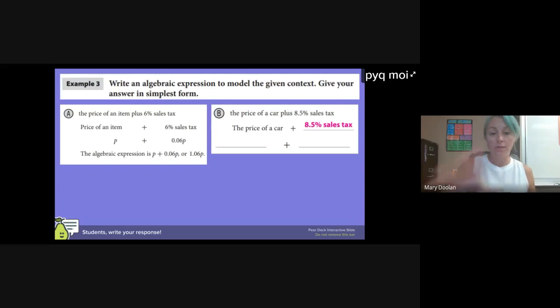So we're going to do the same thing using that as a model for B. It says the price of a car. Okay, we don't know what kind of car, what it looks like, but it's some amount of money and it's unknown, so we're going to have to represent it with a variable. Plus means we're adding, and then 8.5%, 8 5/10% sales tax. So what can I write? How can I rewrite this information so that I have an expression? You're going to write me a 2-term expression. That's what you're going to share with me, a 2-term expression.